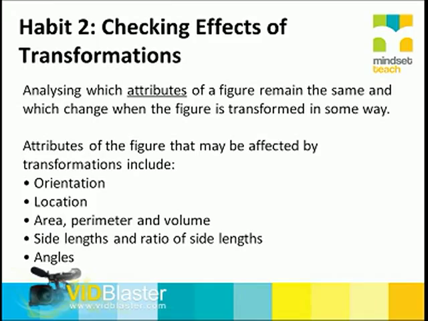Okay, let's move to habit 2. It says checking the effects of transformation. So this is, if we've got the slide up there, yes, he talks about analyzing which attributes of a figure remain the same and which change when a figure is transformed in some way. So that transformation could be a transformation in the orientation of the figure. It could be rotated. It could be shifted. This is where Van Hiele is very big.